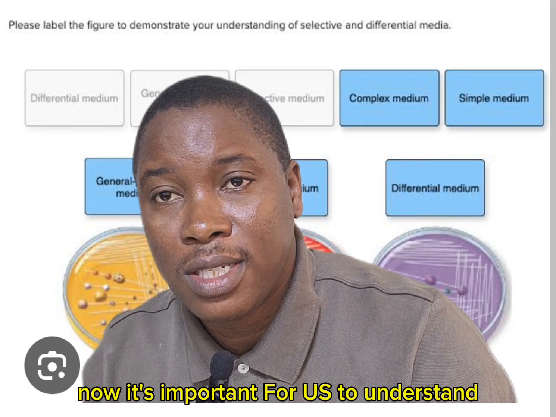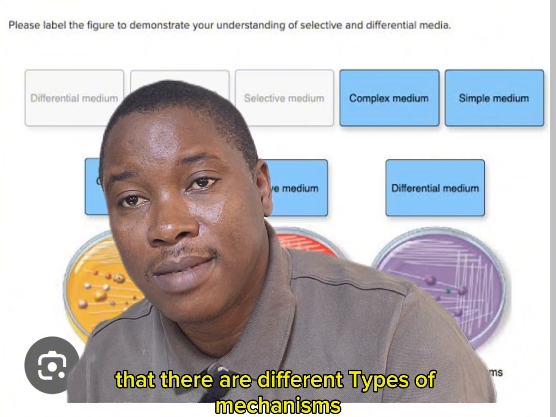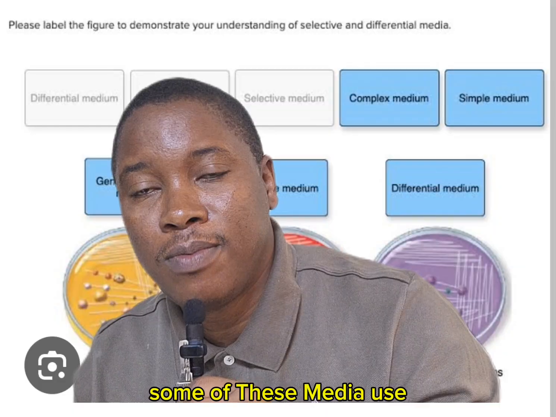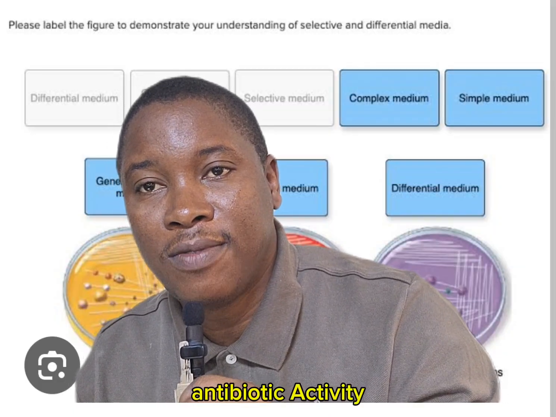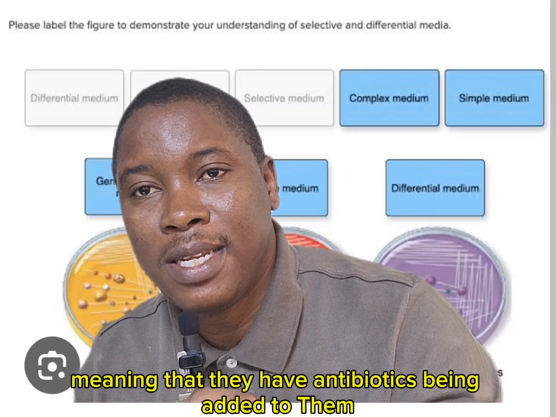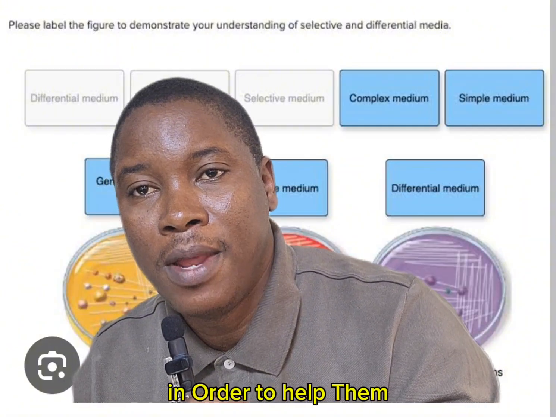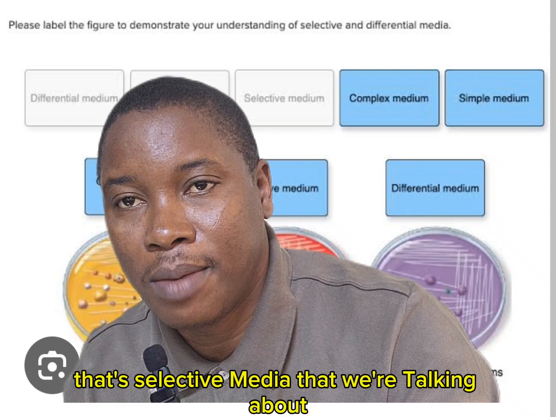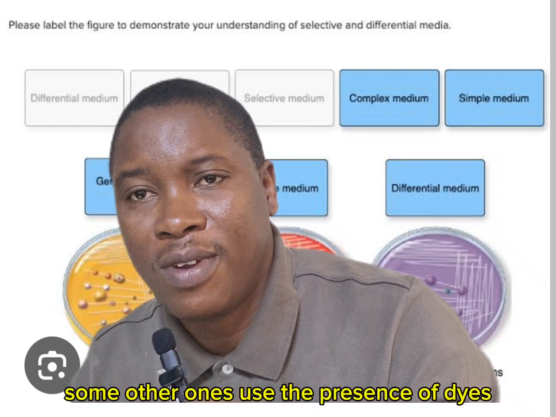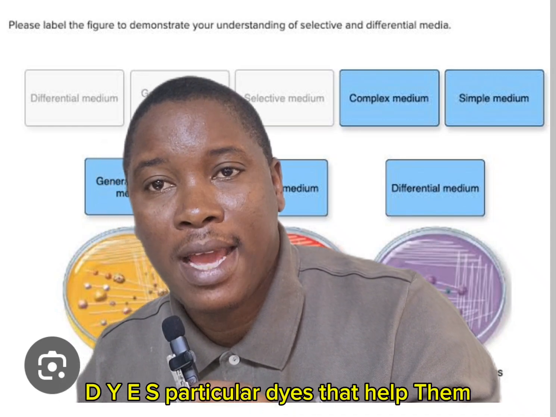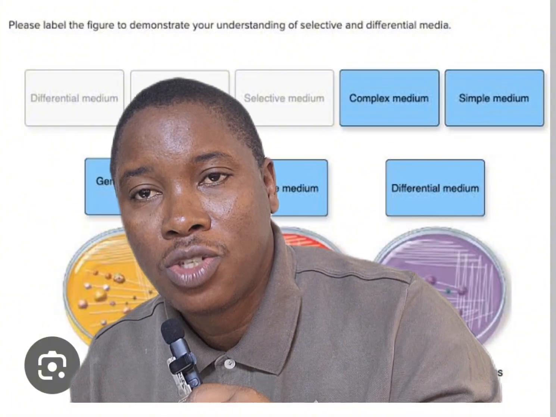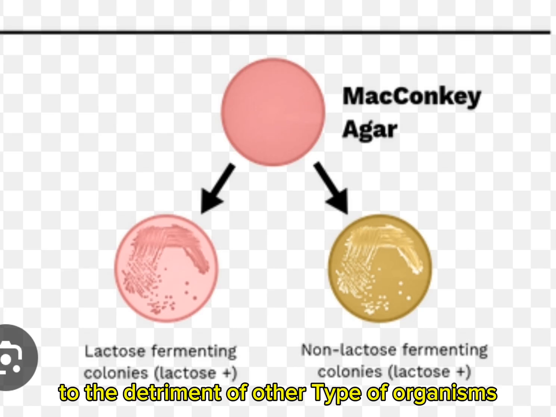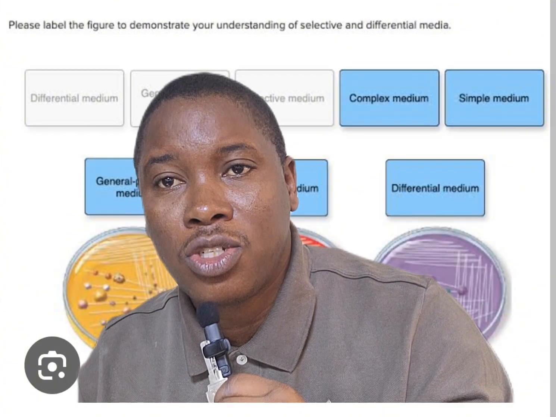Now, it's important for us to understand that there are different types of mechanisms which these media use for their activity. Some of these media use antibiotic activity, meaning that they have antibiotics being added to them to help them for whatever function they want to do. That's selective media that we're talking about. Some other ones use the presence of dyes. They have particular dyes that help them. Those dyes can encourage the growth of some organisms to the detriment of other types of organisms.